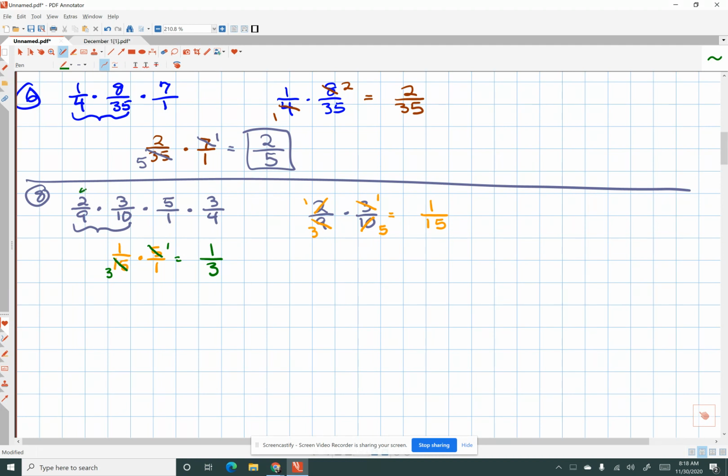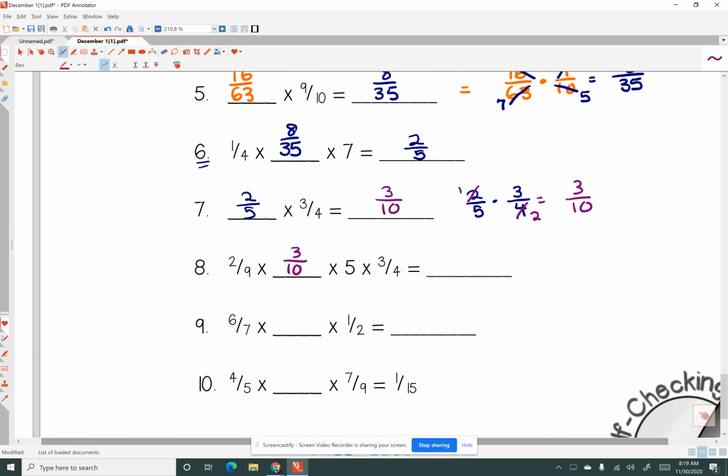So I took care of the first, the second, and the third fraction. Now I have to multiply 1/3 times 3/4. And I see I can make this easy peasy. 3 divided by 3 is 1 in both cases for a final answer of 1/4. So let's put that on our paper.